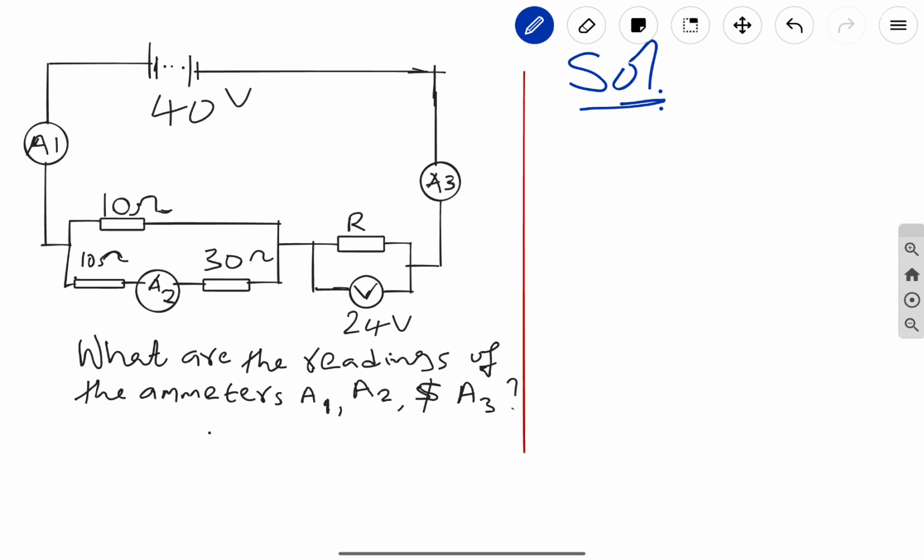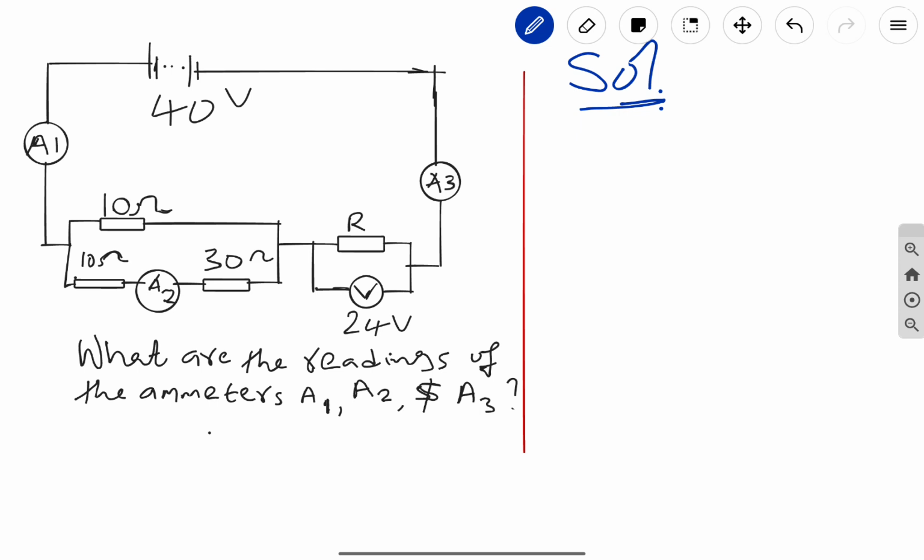Okay, we have another problem before us to explain, so that those that are struggling with how to resolve circuits, especially complex circuits like this, have a clue on how to go about it. Look at the circuit we have here.